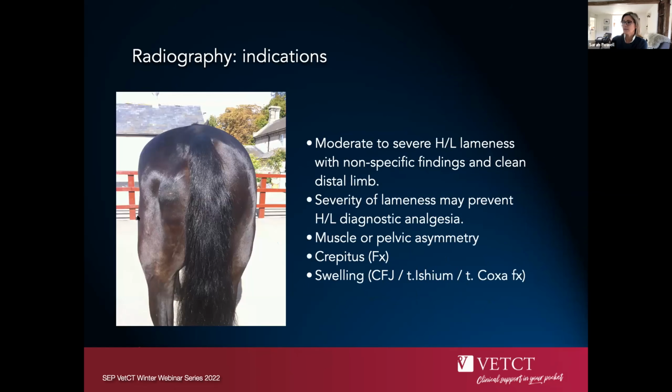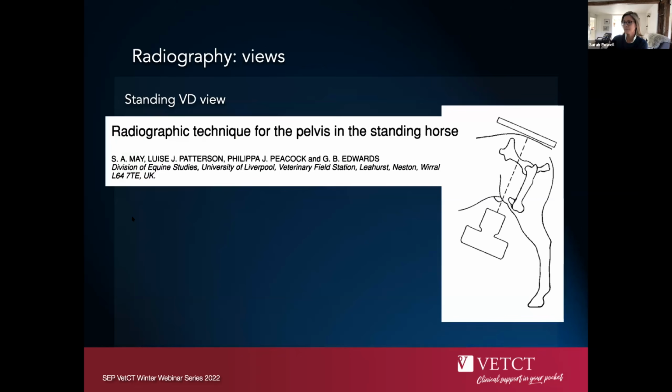So indications for X-raying the pelvis, well, the indications for all of these techniques are relatively similar, but moderate to severe hind limb lameness, non-specific findings, clean distal limb, where the severity of the lameness may preclude any hind limb diagnostic analgesia, so you may go straight to imaging. Muscle or pelvic asymmetry, and where fracture pathology is suspected, if crepitus is detected, or swelling of the pelvic region, commonly the coxofemoral joint region, or tuberosseous or tubercoxar fractures.